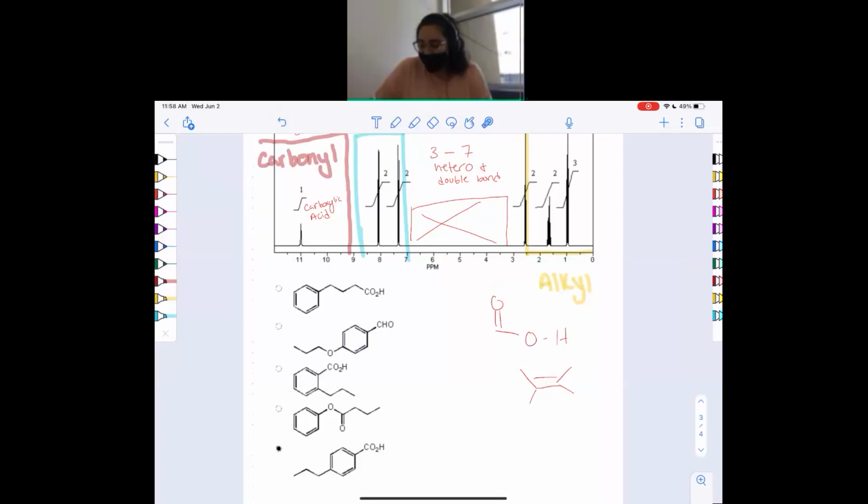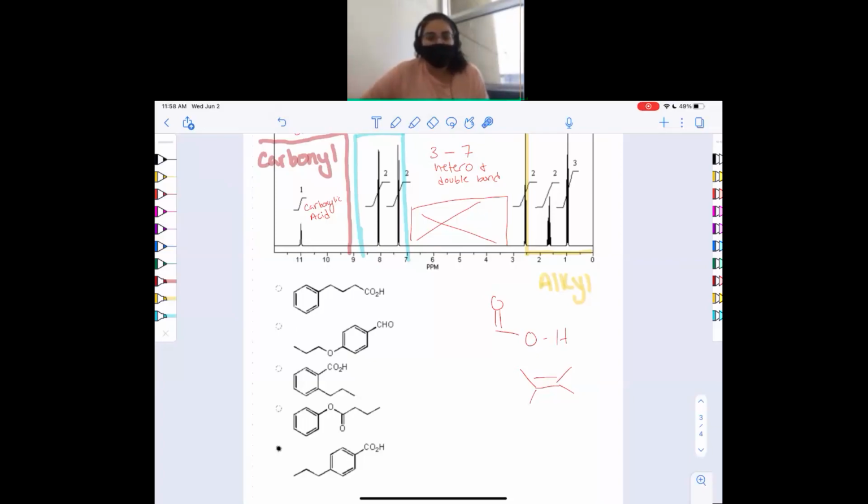The other thing is, in an aromatic ring, yes, technically we have double bonds. However, they're all in the aromatic ring, so it's only going to show up in the aromatic region, not the double bond region. So it's better to look at things as a unit instead of each piece individually. And I know that's different than IR because in IR you looked at all the pieces.